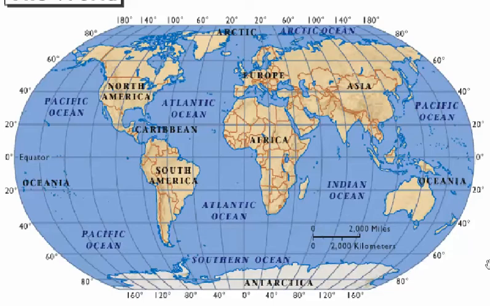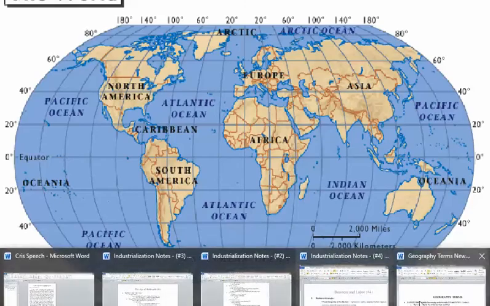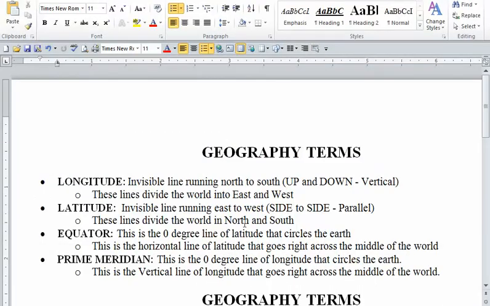First thing, in order to understand coordinates, you have to understand the terms that you should have cut out and glued into page 4 of your notebook. They look something like this. You have longitude, latitude, equator, and prime meridian. These terms will help you understand how to navigate a map.